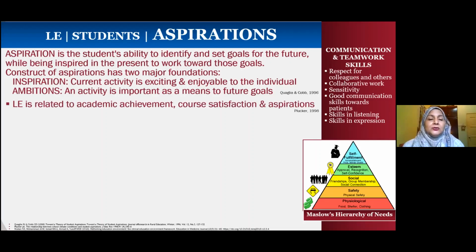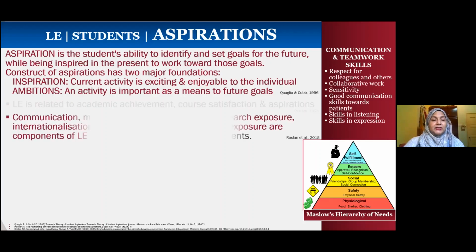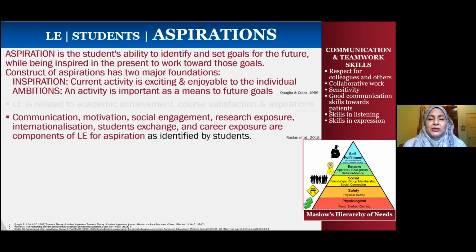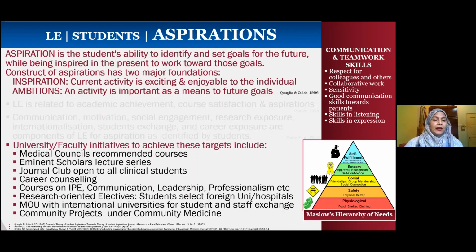Learning environment is related to academic achievement, course satisfaction, and aspirations. Communication, motivation, social engagement, research exposure, internationalization, student exchange, and career exposure are components of the learning environment for aspiration, as identified by students in the study published by Roslyn et al. in 2018. The university or faculty's initiatives to achieve these targets include medical council recommended courses given to the students, and an eminent scholars lecture series in which they call people from diverse fields who give the students some motivational talks.